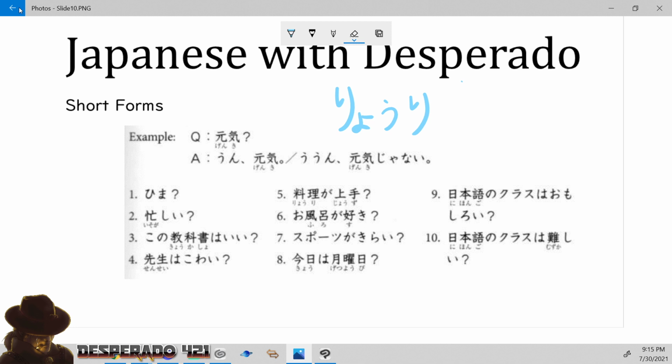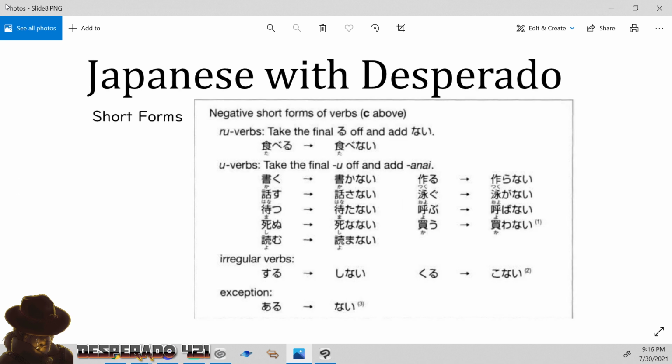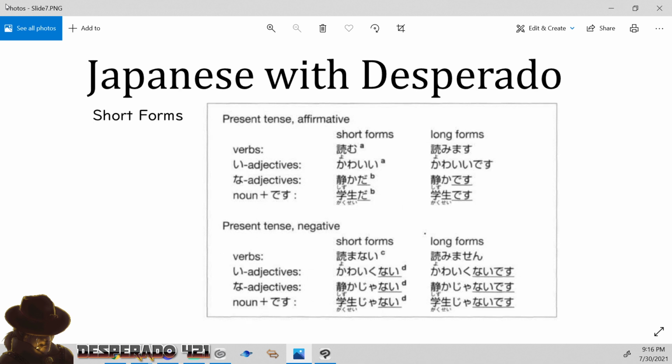Now, let's do the negative. So what would the "jozu" turn into? "Jozanai?" Let's take a look here. We went over this. I think I went over this maybe a little too quickly. But let's go back here. So this is a na-adjective.